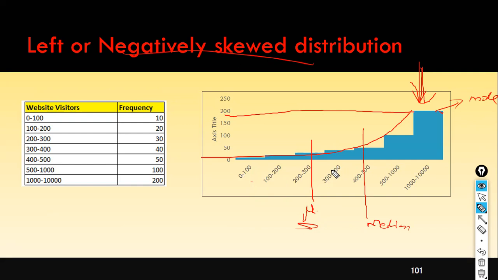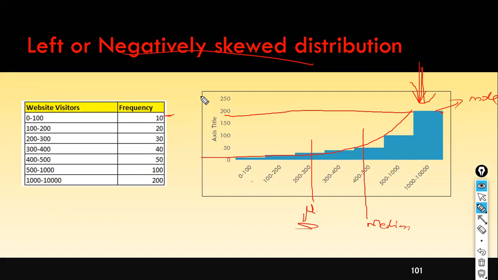Can we see outliers here? In 0 to 100, we can see only 10 visitors, right? So we can say it's an outlier, as there are only 10 instances in this range, and this range is quite different from the others. Here at least 20, 30, and 40, everything is fine, but this is very low.